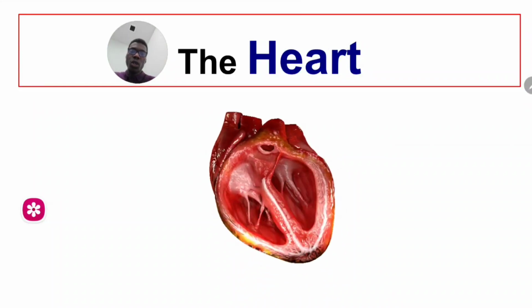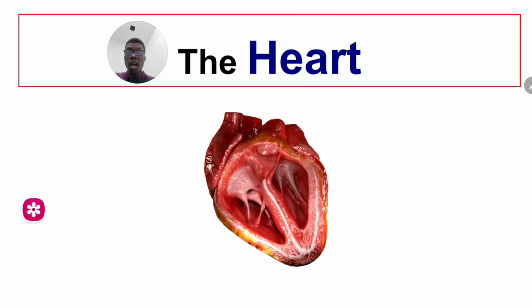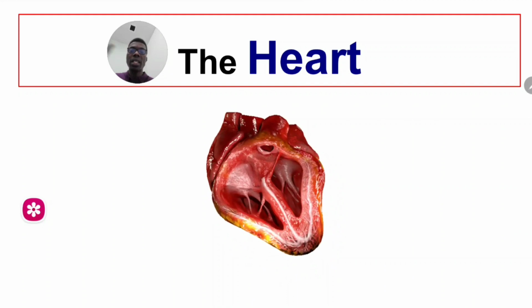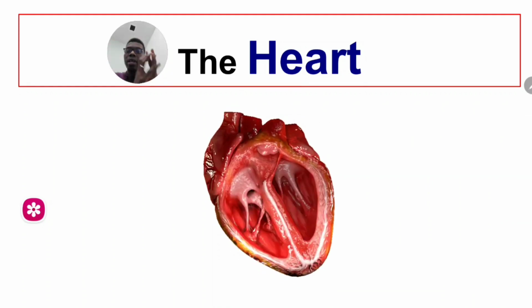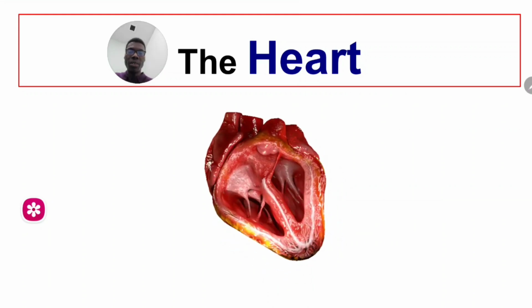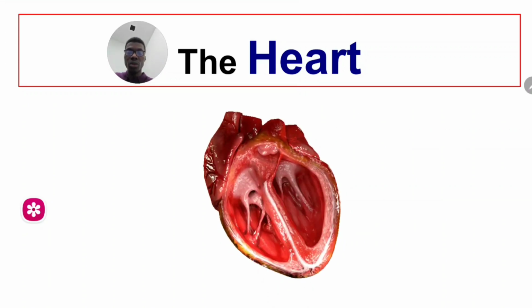So I just want to do a quick overview of the structure of the heart. Now, you of course see the heart beating. When it contracts, that's systole. When it's relaxed, that's called diastole. But I'm not really going into that. I want to just talk about different parts of the heart real quick.